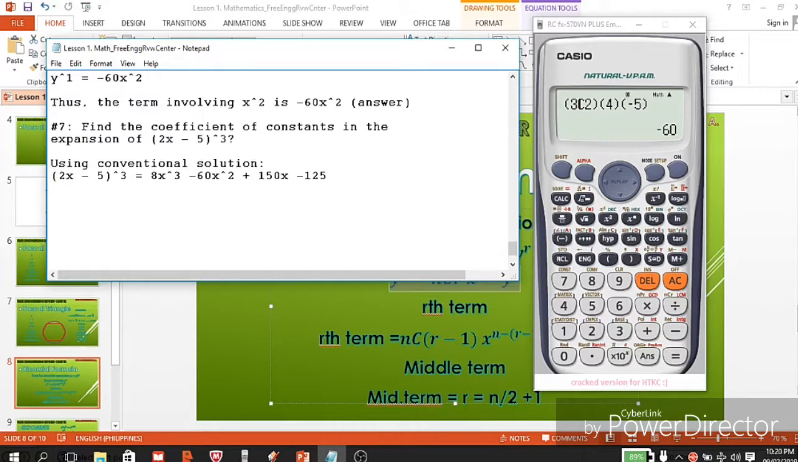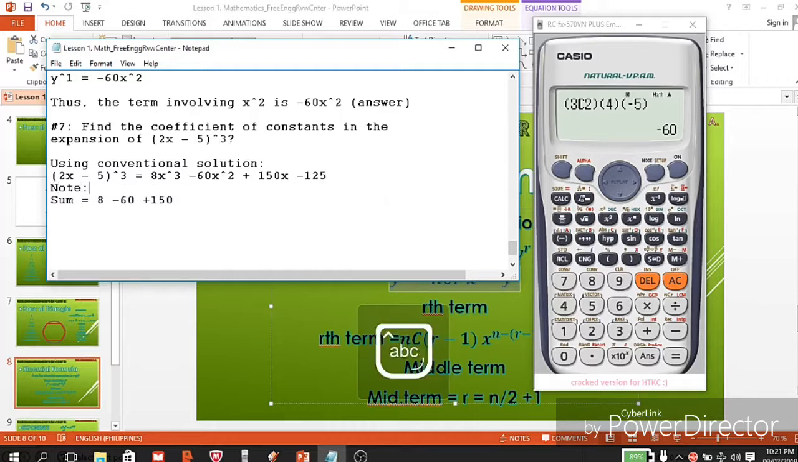So we just need to take the sum of coefficient. It could be 8 minus 60 plus 150 minus 125. So in that here, this doesn't have coefficient, no? So this could be 8, 16. So here this is the term, so therefore this is no coefficient.